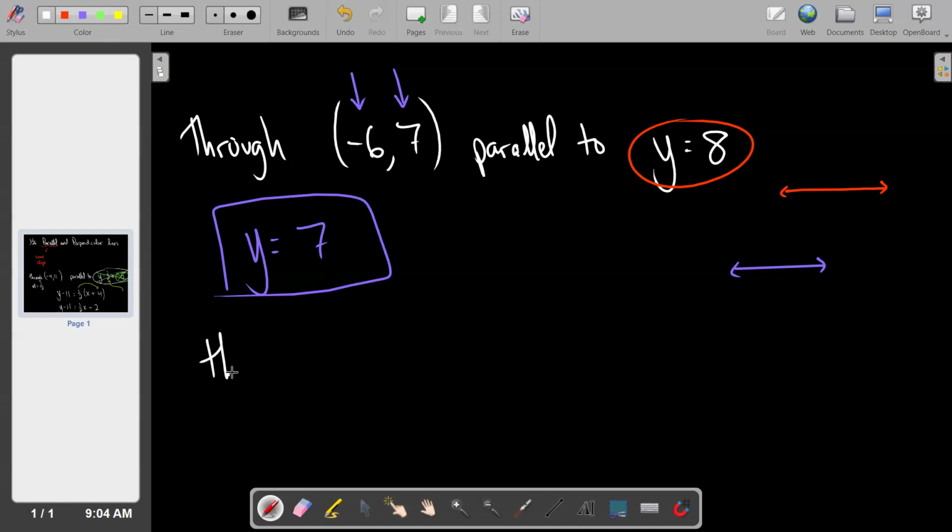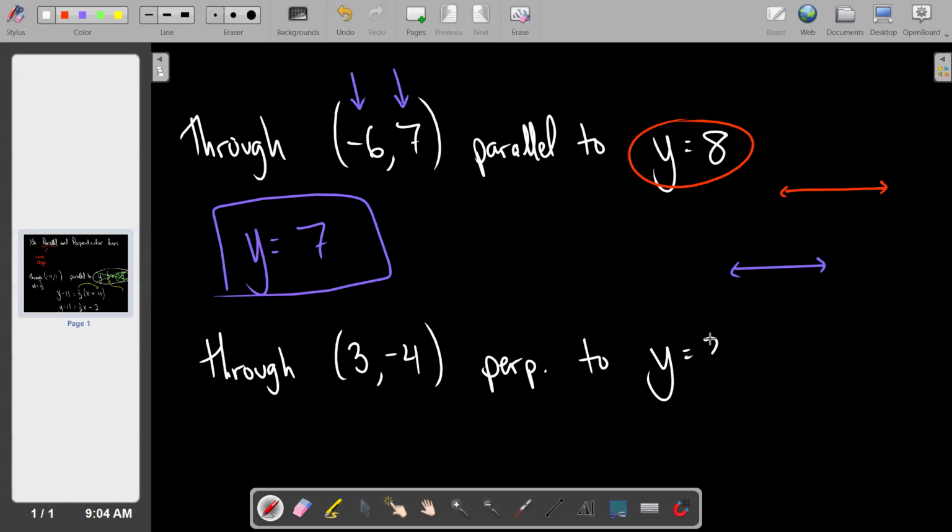Last one before I start repeating myself, and then we go back through and review what we've learned. So this time I want you to go through the point 3, -4. And I'm going to start abbreviating the word perpendicular, PERP. So we're going to be perpendicular to the line y equals 3.